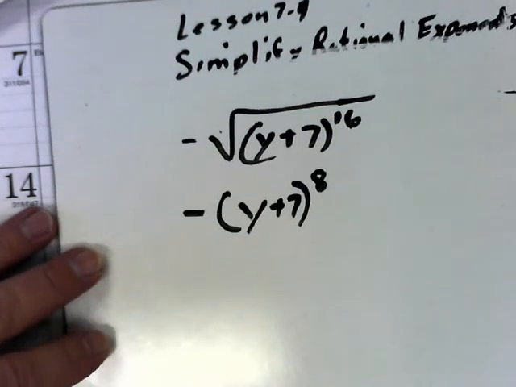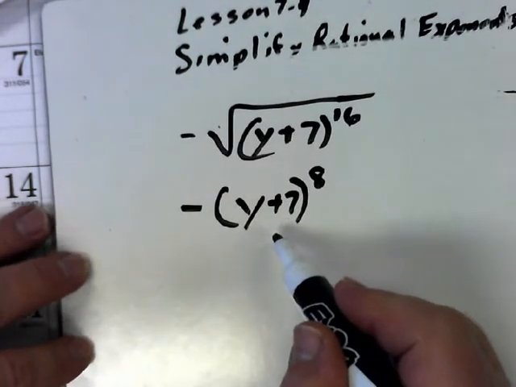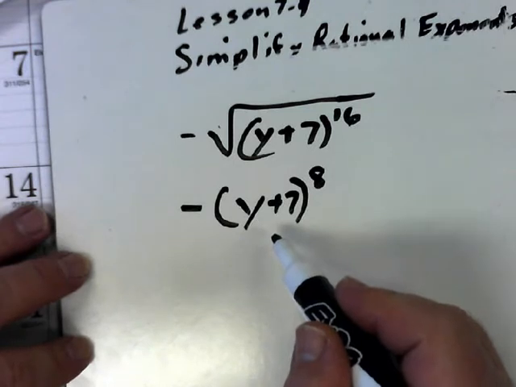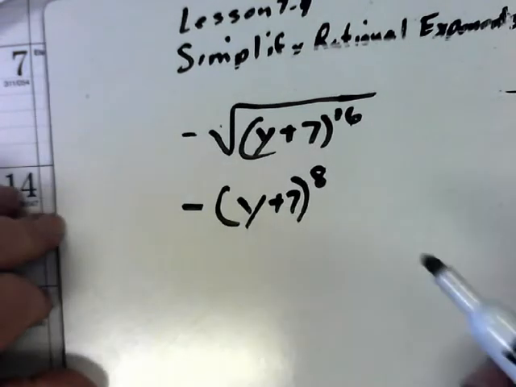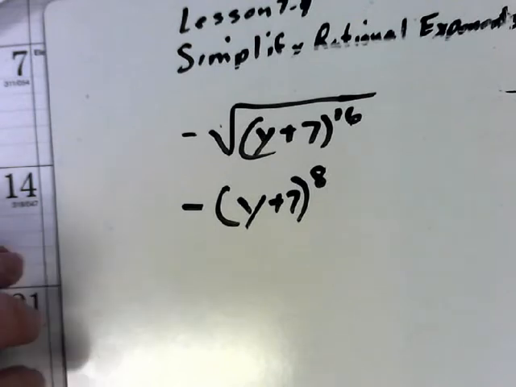Now, if you want to get real creative, you need to multiply this out 8 times. Which means take y plus 7 times y plus 7 times y plus 7, and so on. You would actually have 9 terms when you multiplied it out. You have to do the FOIL method 8 times.